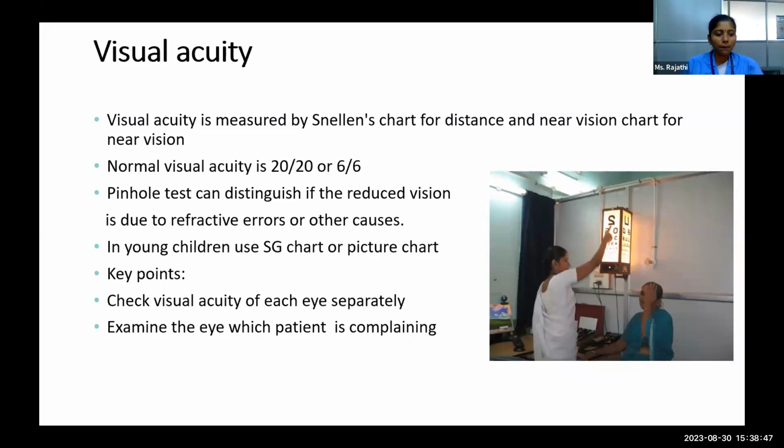So we have to remember the point. Always keep in our mind when doing the visual acuity test: check each eye separately and examine the eye which the patient is complaining about. For example, if the patient says defective vision in the left eye, we have to check the vision first in the left eye. After that, we have to check the right eye.